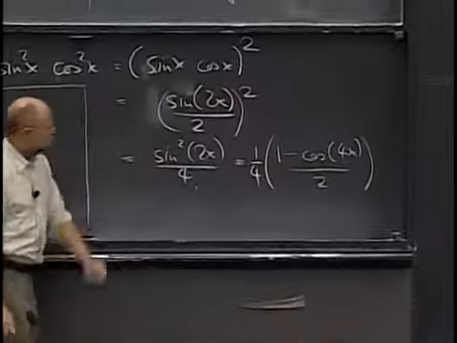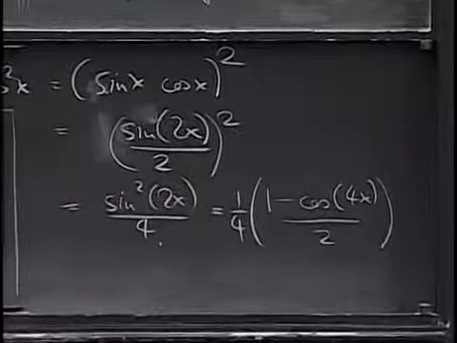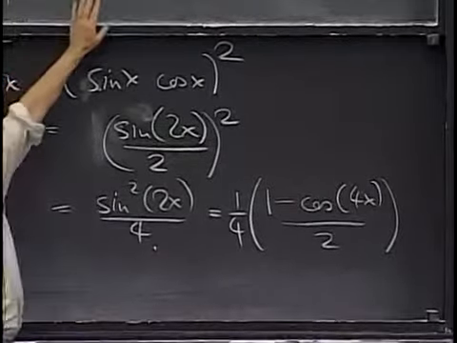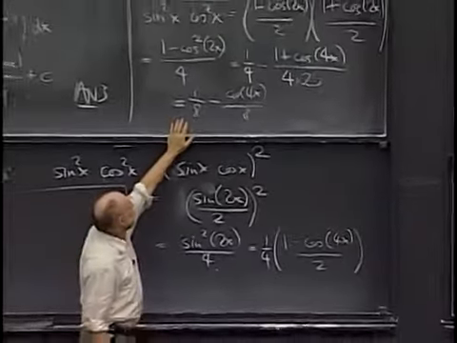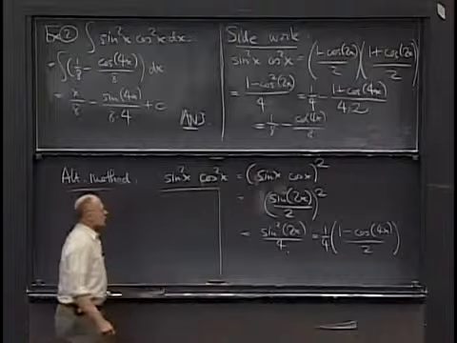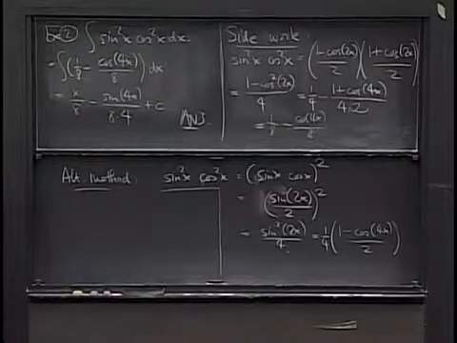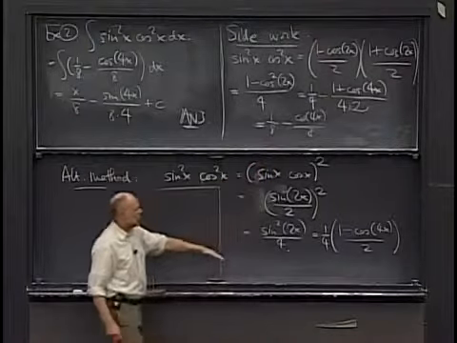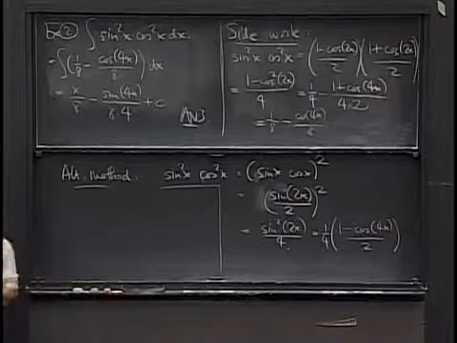That's what the half-angle formula says for the sine squared of 2x, and that's exactly the same as the expression that I got up here as well. So this is just an alternate way to play this game of using the half-angle formula.